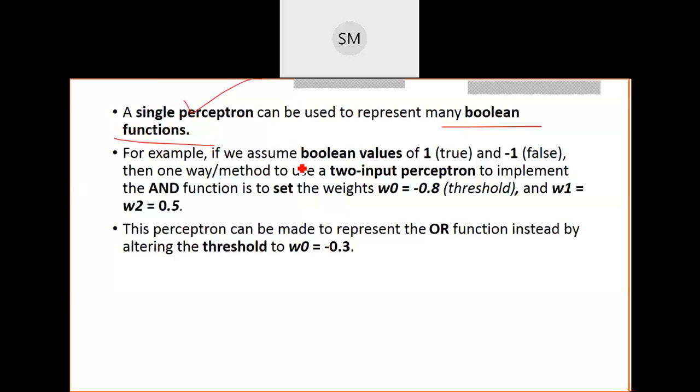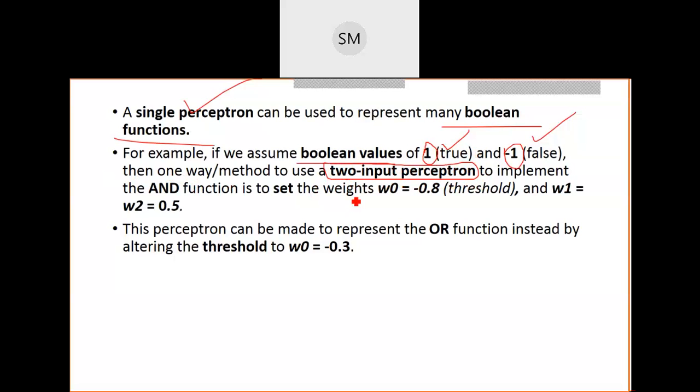For example, consider the Boolean value of plus 1. What is the Boolean value of plus 1? Obviously it is true. And what is the Boolean value of minus 1? Obviously it is false. If we assume these Boolean values as true and false, then there is one method using a two-input perceptron. Of course, our perceptron can accept n inputs, X1, X2, X3 up to Xn, but for simplicity we consider only two inputs, X1 and X2.